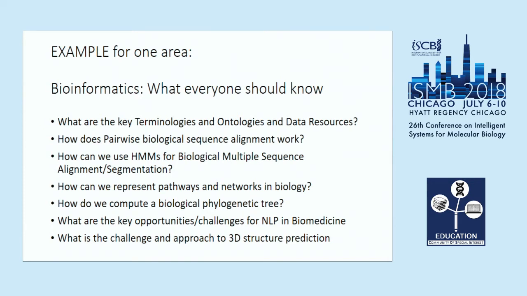How can we use hidden Markov models for multiple sequence alignment? What is the role of pathways and networks in biology? How do you compute a phylogenetic tree? What are the key opportunities and challenges for text processing? And what are the challenges for 3D structure prediction? We try to make these, they're not all successful, open-ended so that it's an infinite amount of learning that could happen. So that's the what everyone should know.